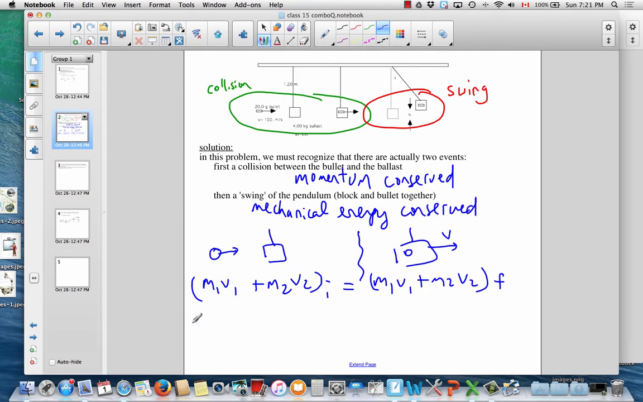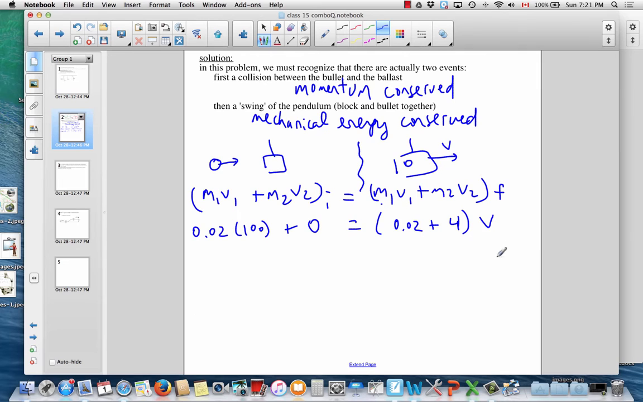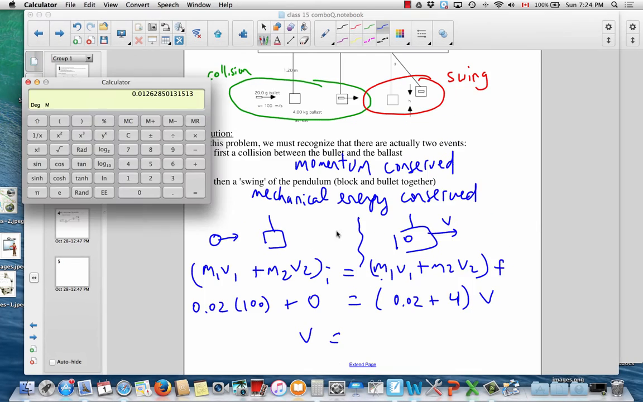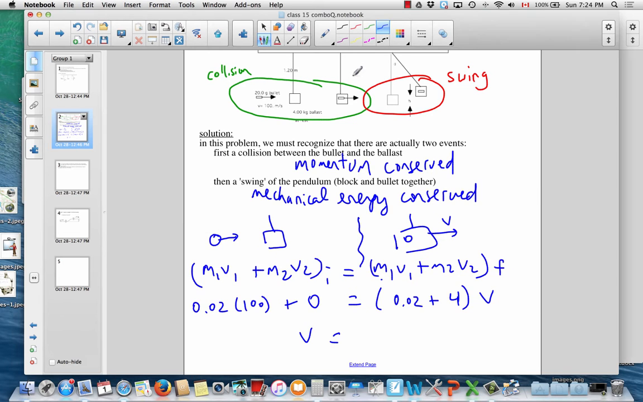So before, we only have the momentum of the bullet, and the ballast obviously has none. Afterwards, we have a combination of the two masses stuck together. So that's 0.02 kilograms plus 4, moving together at a common unknown speed v. Now, this statement of momentum conservation enables us to solve for that speed. That gives us 0.49 meters per second.